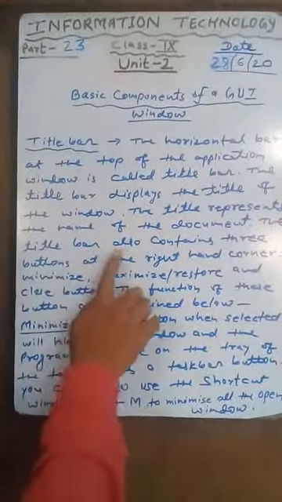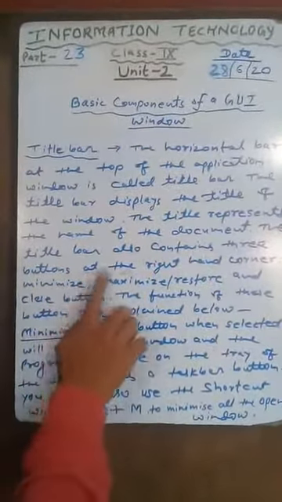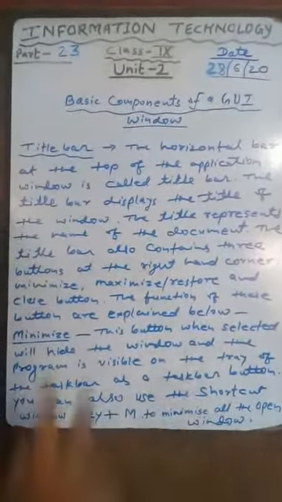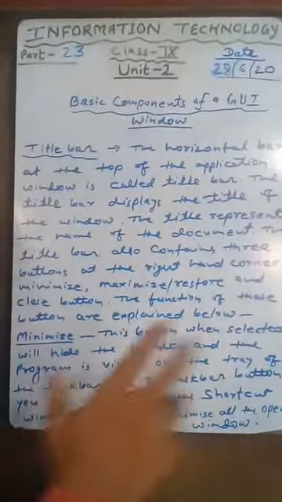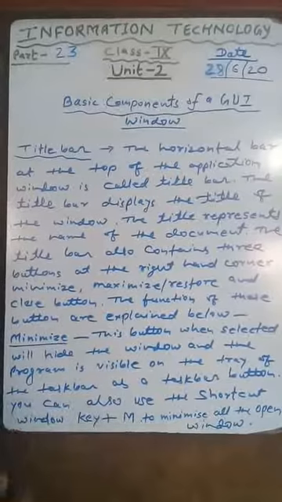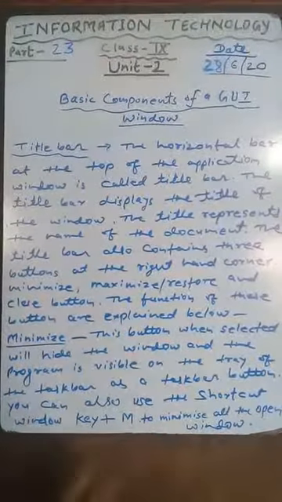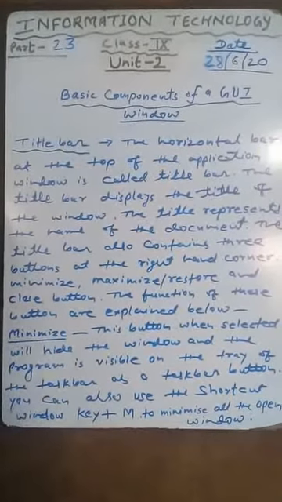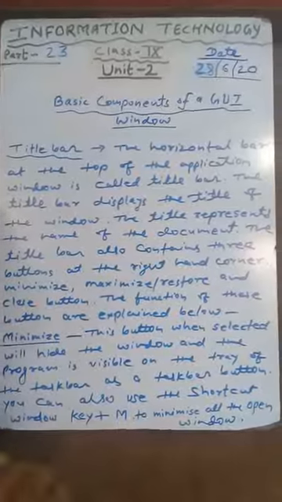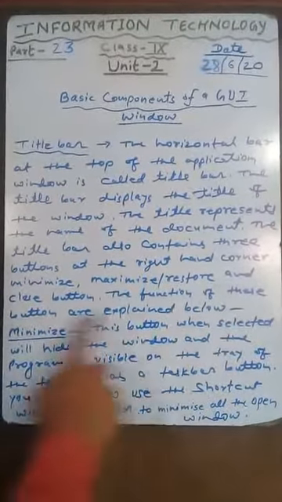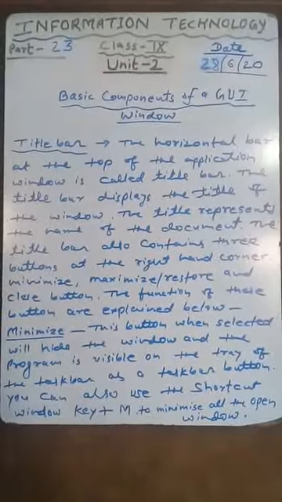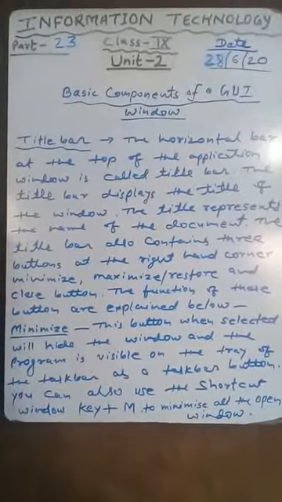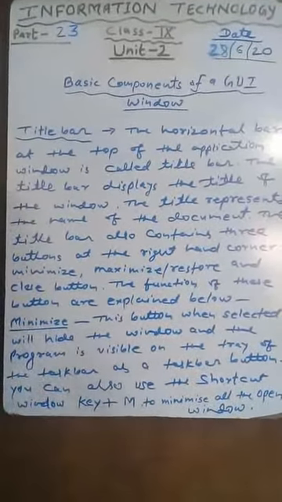The title bar also contains 3 buttons at the right hand corner: minimize button, maximize restore button and close button. The functions of these buttons are explained below. Now we discuss these 3 buttons.